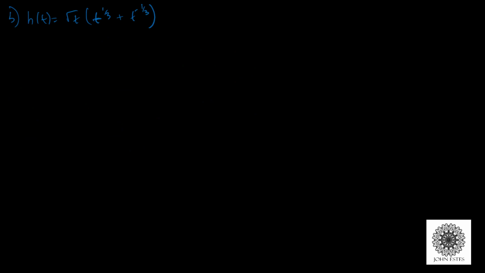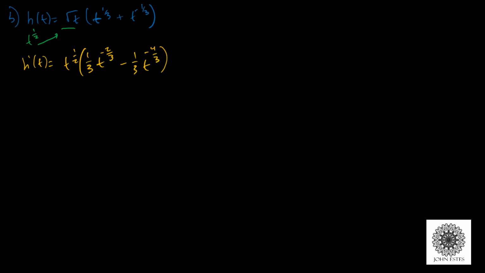Now as a second example, I have h of t equals the square root of t times (t to the 1/3 plus t to the negative 1/3). It's useful, remember, to think of the square root of t as t to the 1/2 power. Now when I take the derivative, I'm going to say the first, which is t to the 1/2, times the derivative of the second, which would be 1/3 t to the 1/3 minus 1, be careful with the arithmetic, that's negative 2/3, minus 1/3 t to the negative 1/3 minus 1, again be careful, that's a negative 4/3.